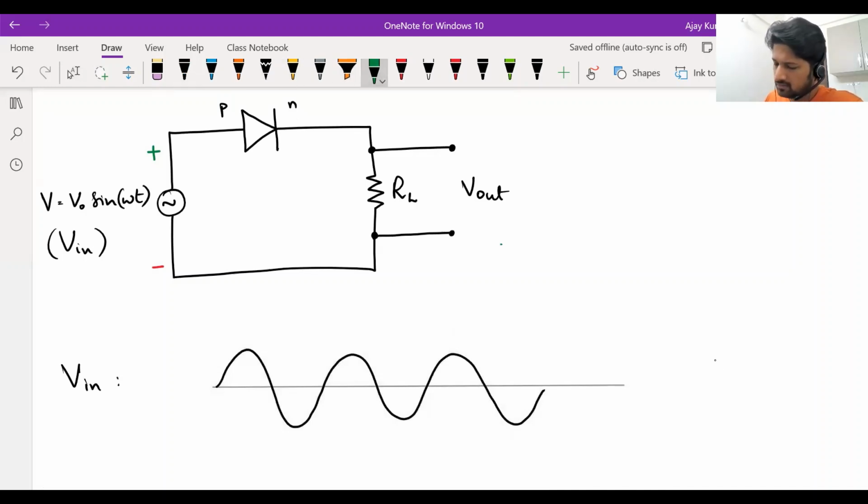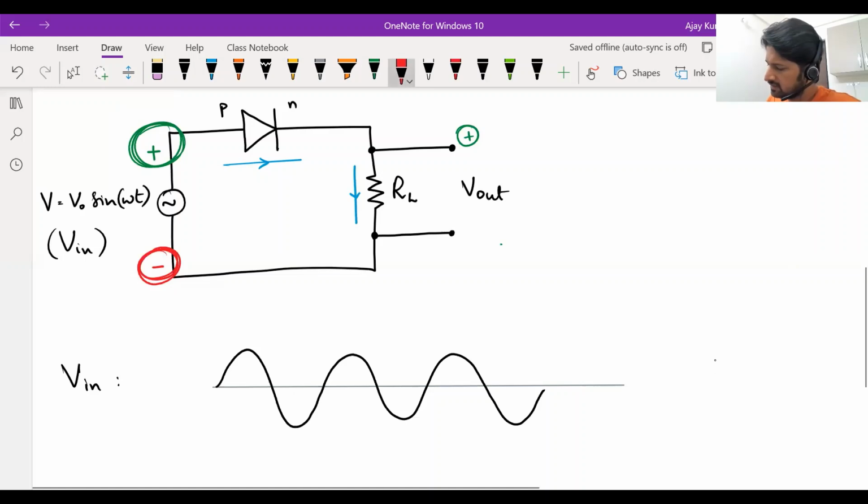Then whenever this side is at higher potential than this side, you will see current flowing through the diode. Okay. And current flows in this direction. So through the resistor, it flows in this direction, means through the load, it will flow in this direction. And through a resistor, current flows from high potential to low potential. So this side will be high, this side will be low. You will get an output voltage, right? And whatever is the input, you will get the same output.